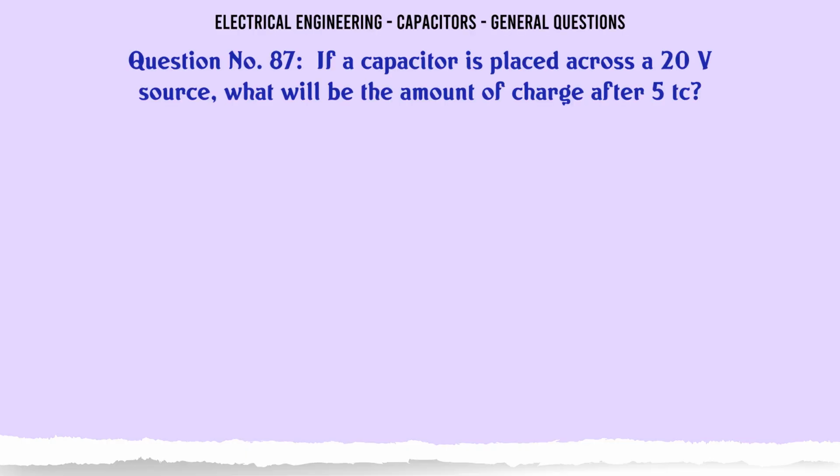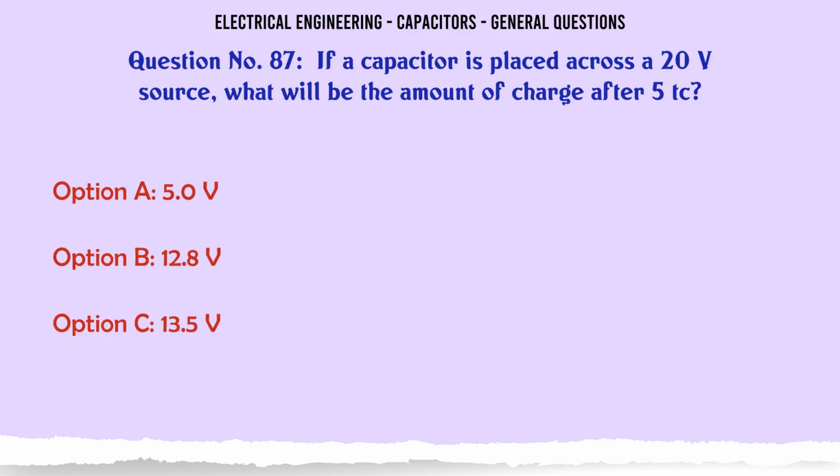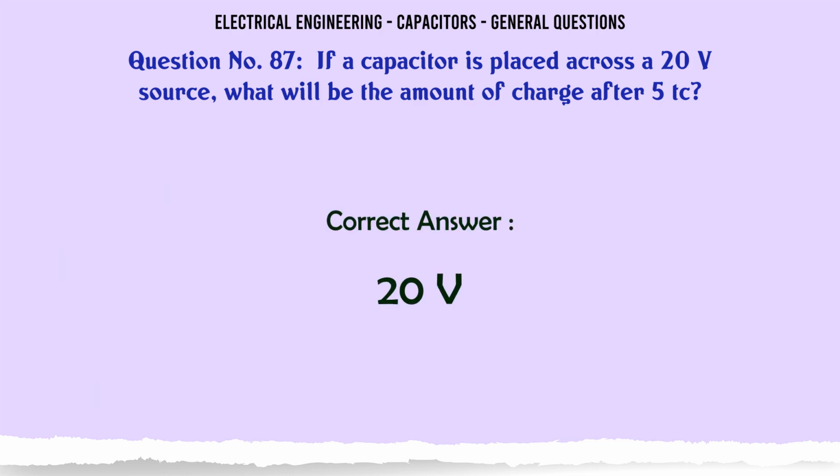If a capacitor is placed across a 20 V source, what will be the amount of charge after 5 TC? A. 5.0 V, B. 12.8 V, C. 13.5 V, D. 20 V. The correct answer is 20 V.